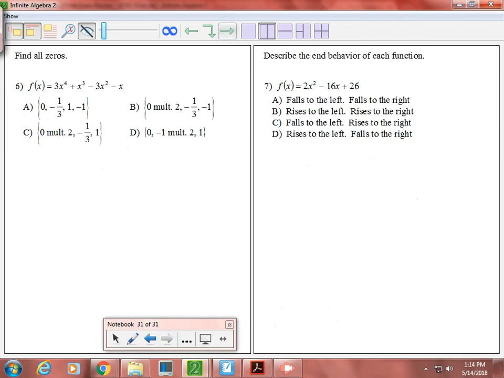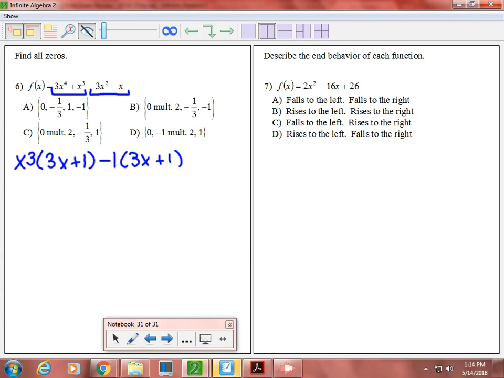Number 6 also wants us to find all of the zeros. So when I look at this, I see 4 parts. When I see 4 parts, I automatically think I should group. So if I take that and I group that, I can take out x to the third, and I have 3x plus 1, and then I can take out a negative 1, and I have 3x plus 1.